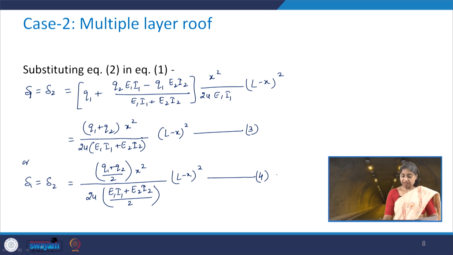Now if you compare this equation number 4 with the equation of a single beam, you will realize that these two beams are acting as one beam, except that their weight we can take as the average of their individual weights, and the flexural rigidity can also be taken as the average of their individual flexural rigidities. So, this is a simple form where you can obtain the expression for the deflection of both the beams.